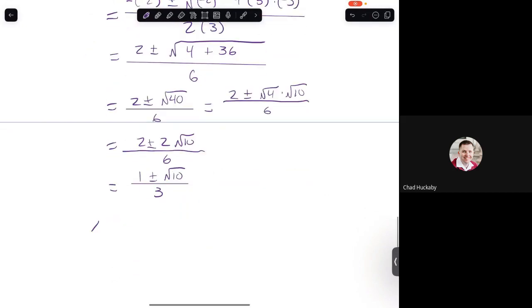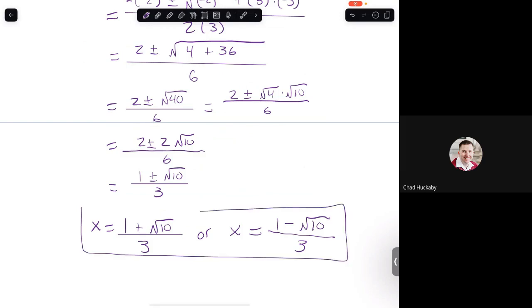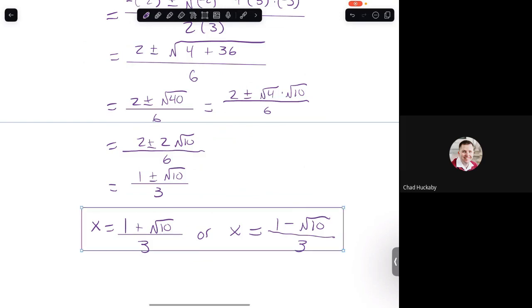So x is equal to 1 plus the square root of 10 over 3, or x is equal to 1 minus the square root of 10 over 3. And those are your two solutions. Questions about that one?